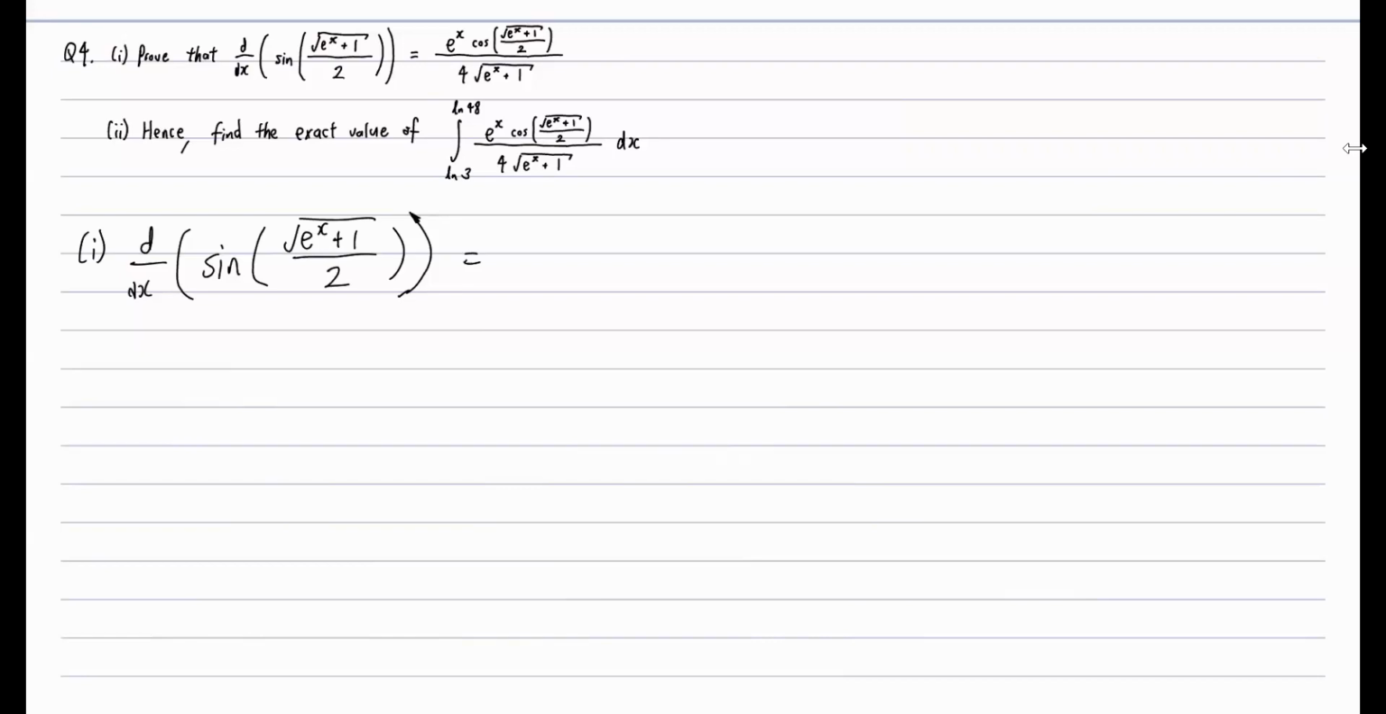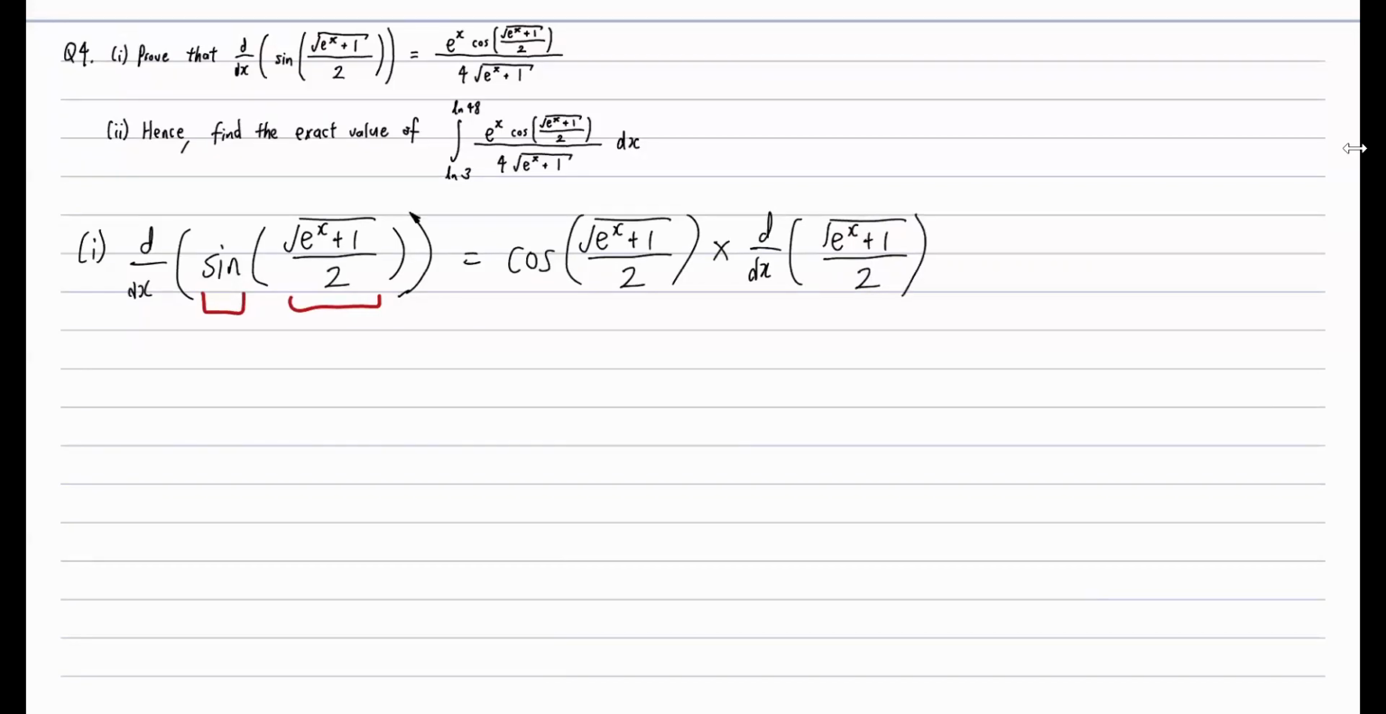Who's the outermost function? Sine. So differentiate sine, you get cosine, right? So straight away, cosine. What's inside the bracket? Everything, right? The whole thing. Copy and paste. Then the chain rule, times the derivative of the inside. Good. Then you carry on.